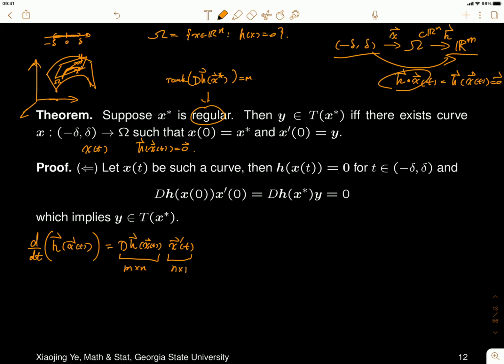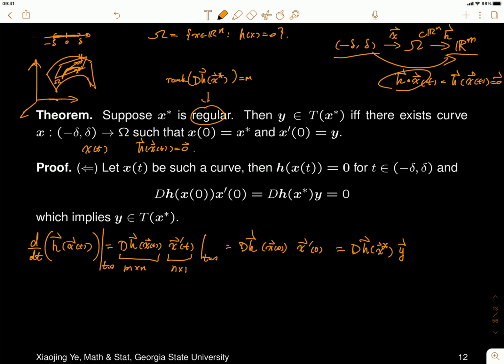And when we evaluate this at t equals 0, we get just the Jacobian of h at x(0) times the derivative of x at 0. But remember that this curve reached the point x star when t equals 0, and the derivative there is y. So that means this is x star, and this is y. So this is essentially just giving us dh of x star times y.